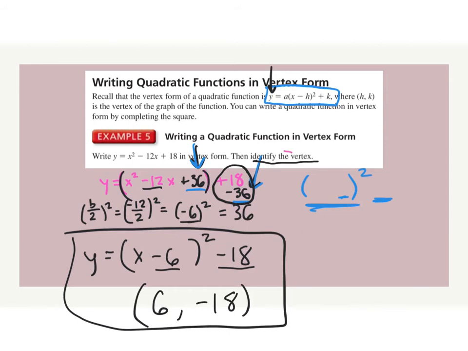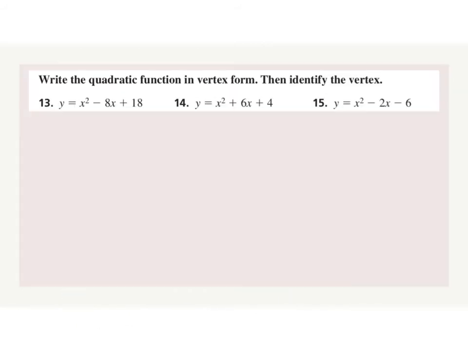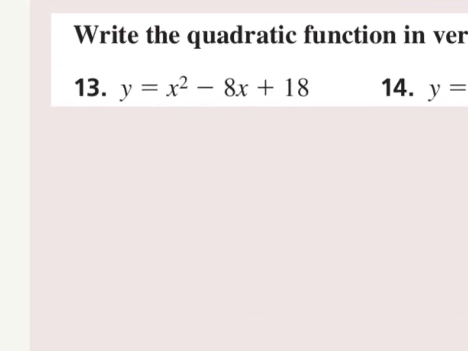Find some number. Okay, our last three examples are writing the quadratic function in vertex form and identifying the vertex. So first thing we want to do is complete the square. So this is y is equal to x squared minus 8x. I'm going to leave a blank for that number that we need to complete the square, plus 18.